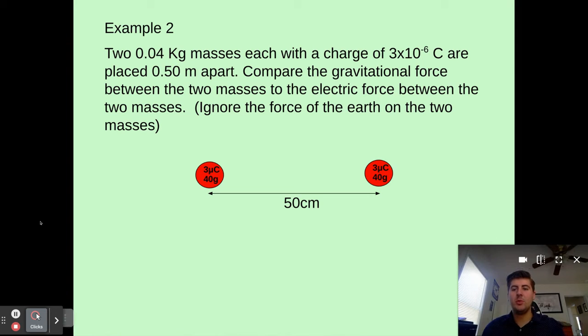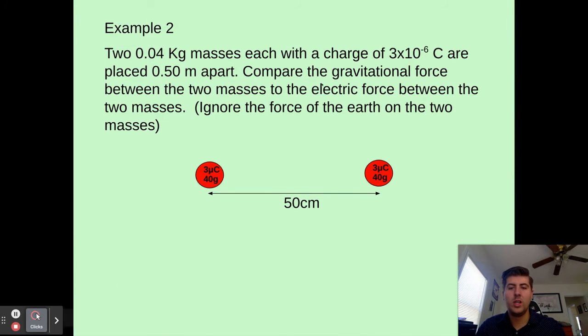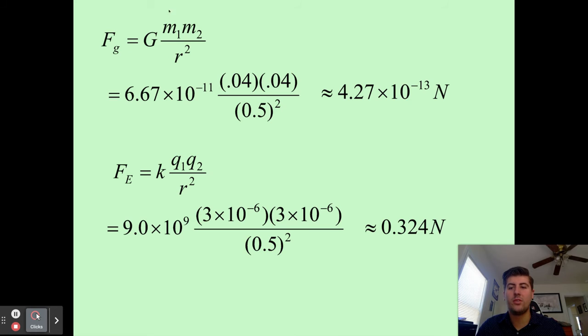In example 2 now, we did a little bit of proportionality in that one. This one, let's just crank some numbers. So if we've got two 0.04 kilogram masses, each with a charge of 3 times 10 to the negative 6 Coulomb, these are placed 0.5 meters apart. Compare the gravitational force between the two masses to the electric force between the two masses. So what we need to do here is use our equations for gravitation and for Coulomb's law to figure these out.